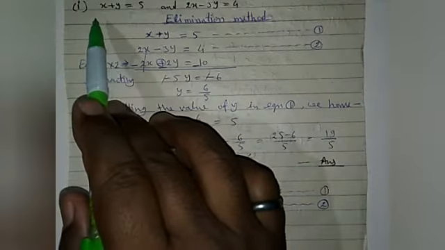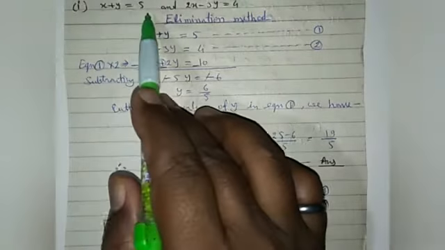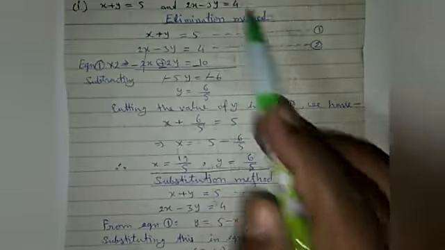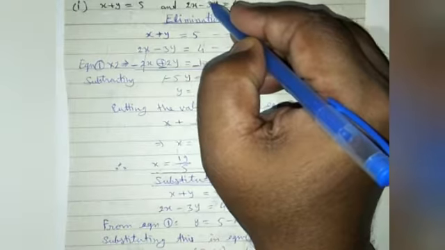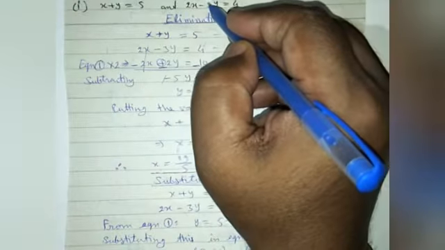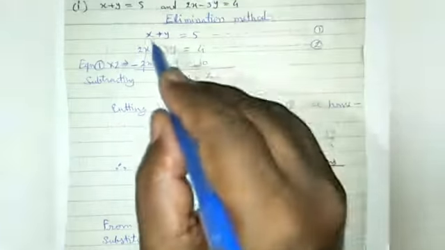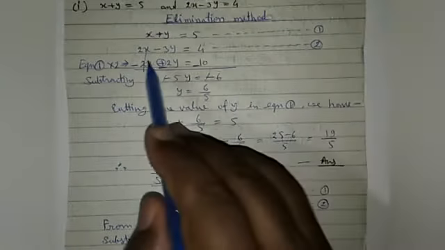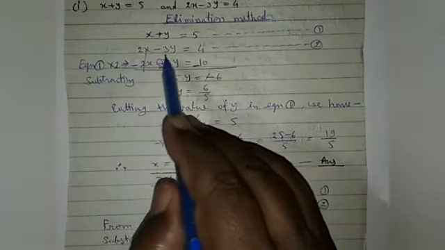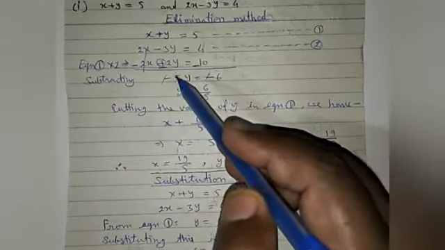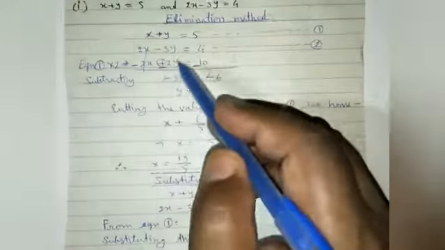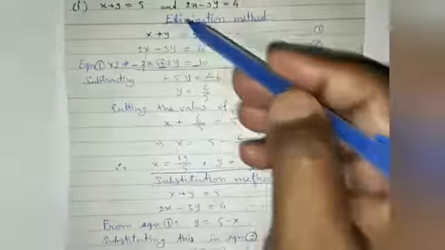In the first part, the equations are x plus y equal to 5 and 2x minus 3y equal to 4. Here first we solve it by the elimination method. So equation number 1 is x plus y equal to 5 and equation number 2 is 2x minus 3y equal to 4. For the elimination method we have to make the coefficient of any one variable equal in both.